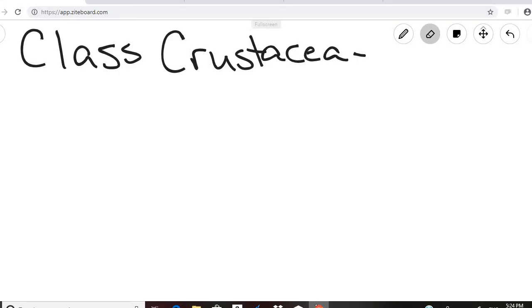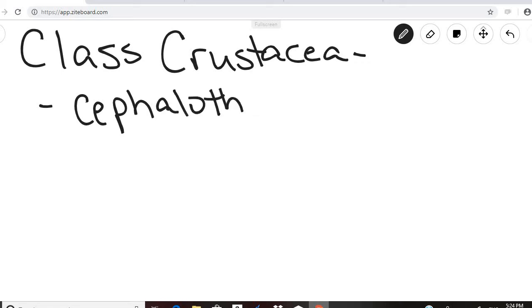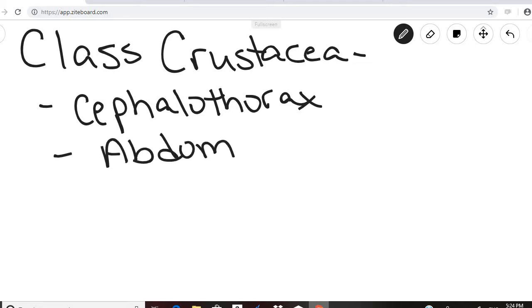So let's talk about some of the external structures in a crayfish. In terms of body segments, a crayfish has a cephalothorax, and they have an abdomen. So they just have the two body segments because the head and the thorax are combined into one.